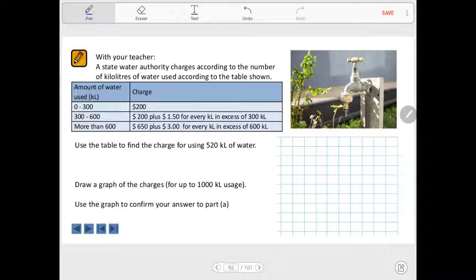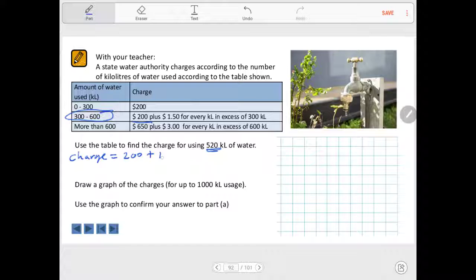So what you need to decide is which section of the table does this 520 kilolitres fit into? 0 to 300, 300 to 600, or more than 600? Well, it's the second row of the table. 520 is between 300 and 600. So the charge will be $200 plus $1.50 for every kilolitre in excess of 300.